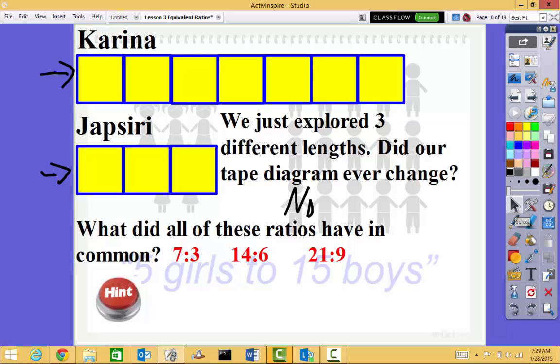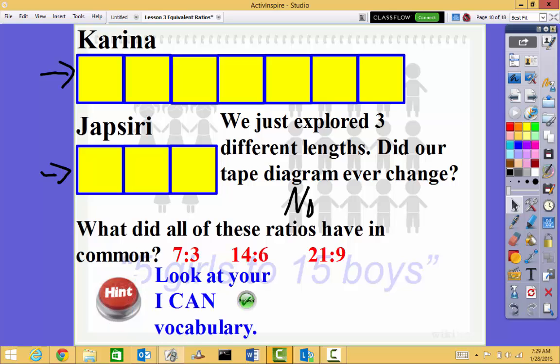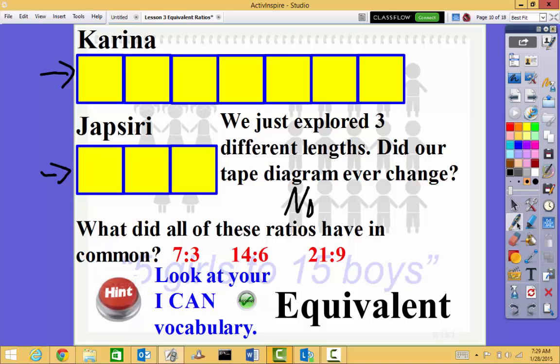So let's think, what did all of the ratios that we wrote have in common? Well, if you remember back at our I can statement that should be in your notes, we should know that they are all equivalent. They were all equal. They all had that same picture, that same model, and every single time the model was equal to the previous model. We use models to show math understanding. If our pictures are the same, that means the math problems were the same.